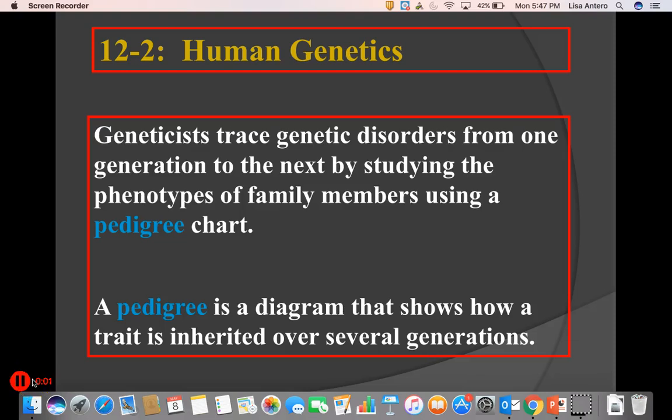In this video, we'll be talking about pedigrees, what they are, what they're used for, and how to read them. So first, let's talk about what a pedigree is. And really, all a pedigree is, is just a family tree.